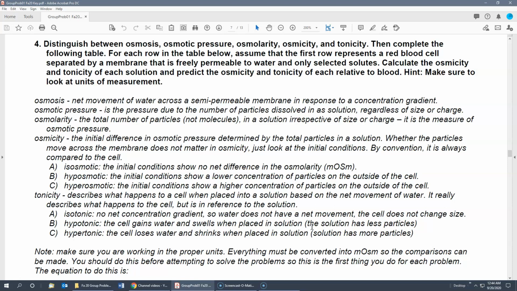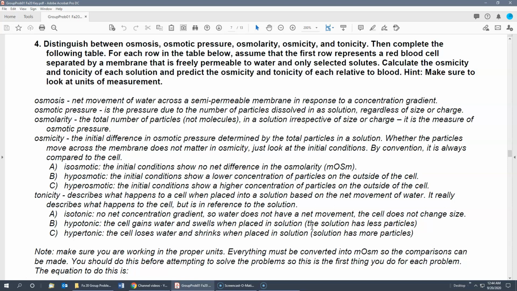Osmosis is the net movement of water across a semipermeable membrane in response to a concentration difference. Osmotic pressure is the pressure due to the number of particles dissolved in a solution. These are regardless of size or charge. So a glucose molecule has the same osmotic pressure as a sodium molecule. Okay, so size or charge does not matter. Osmolarity refers to the total number of particles in a solution, irrespective of size or charge. And osmolarity really is the measure of osmotic pressure.